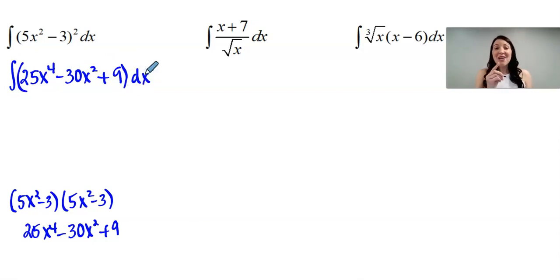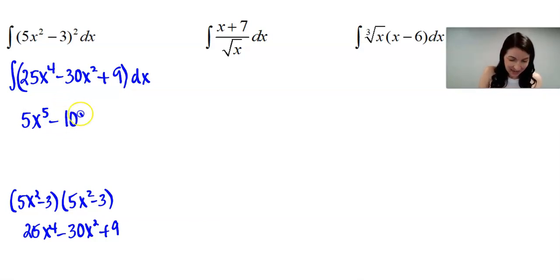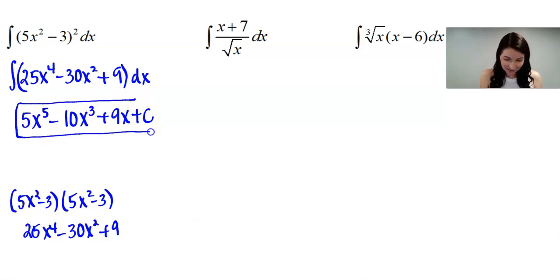dx. Now that I've rewritten it, now I can use the power rule. So I will add 1 and divide by 5, so that would give me 5x to the fourth minus, I would add 1, which is 3, and then divide by 3, which is minus 10, x to the third, plus 9x, and do not forget that constant. We always need to have that constant. And that would be my answer here.